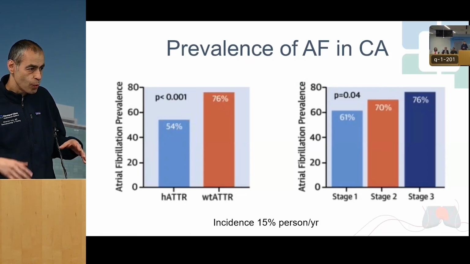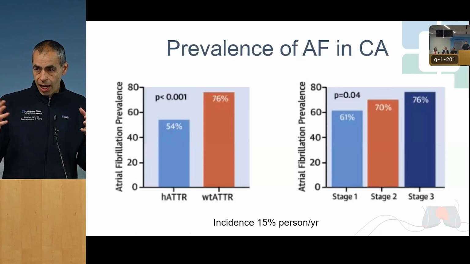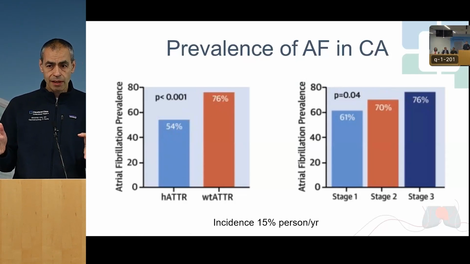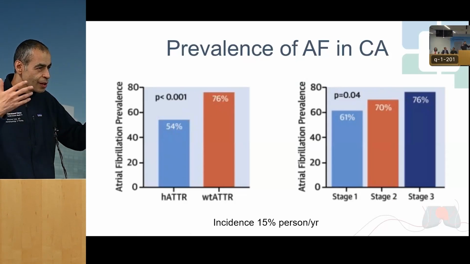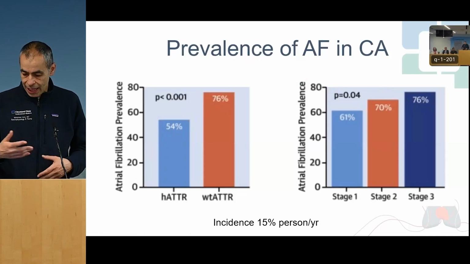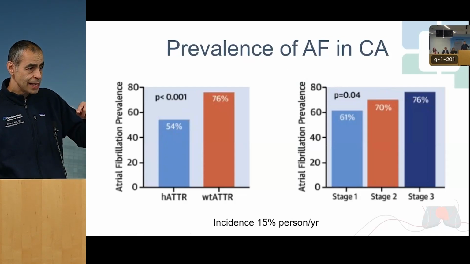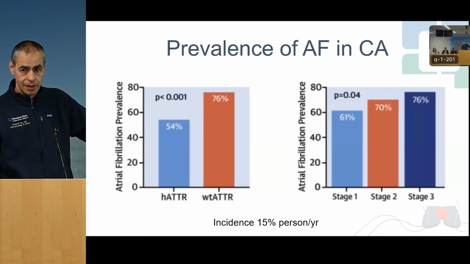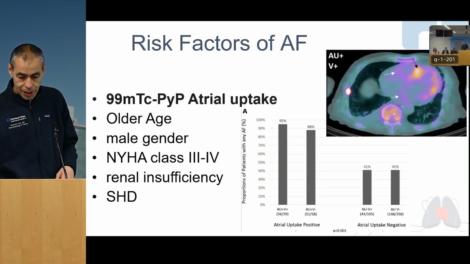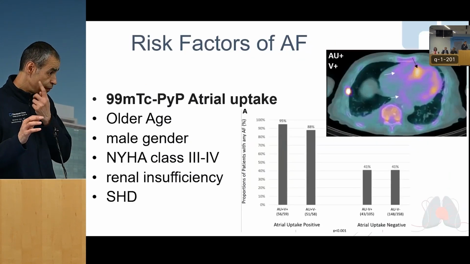What we see is patients with wild-type amyloidosis have higher prevalence of atrial fibrillation. That's simply because they are sicker and older and they have more comorbidities than other individuals. But what we clearly see is that the more advanced the stage of the disease, the higher the risk of atrial fibrillation. What are the risks of patients to develop atrial fibrillation?